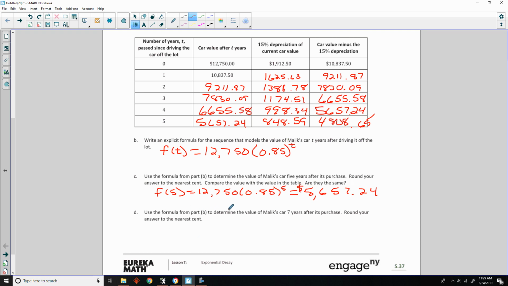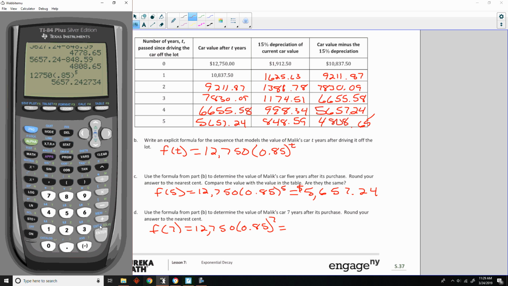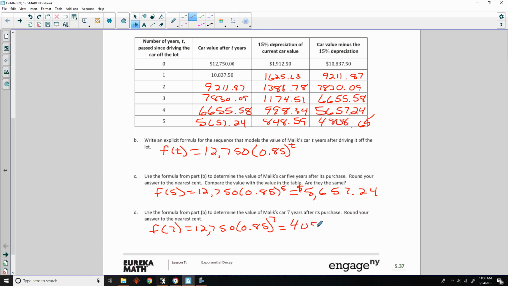Use the formula from part B to determine the value of Malik's car 7 years after its purchase. Round your answer to the nearest cent. So it'd be f of 7 equals 12,750 times 0.85 to the 7th power. And when I do that in my calculator, I'm just going to hit second entry to return it back, go up here and change that to a 7. Makes it less typing. Hit enter, and I get 4,087.36.